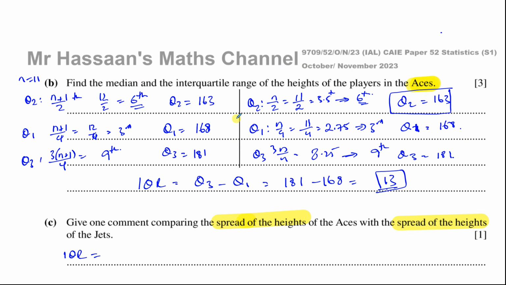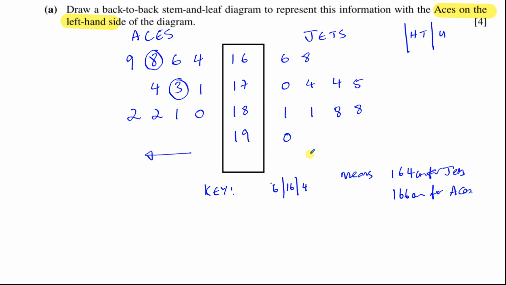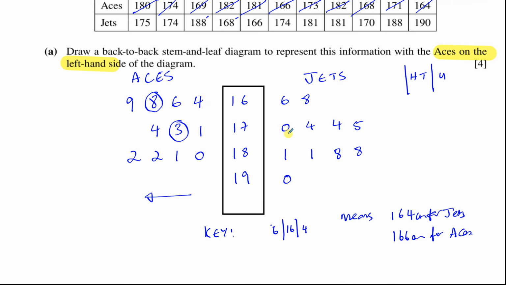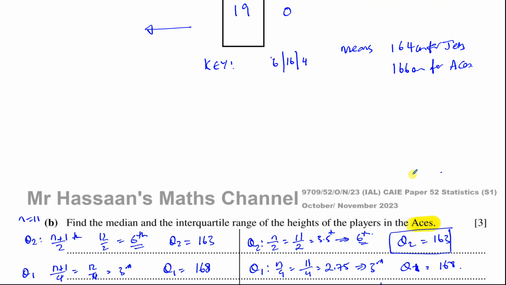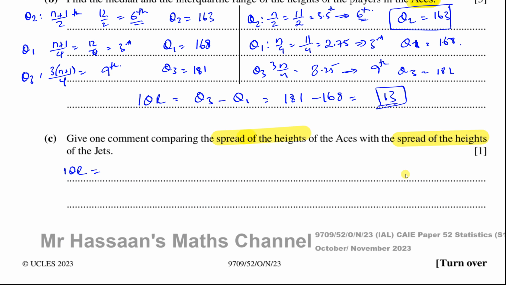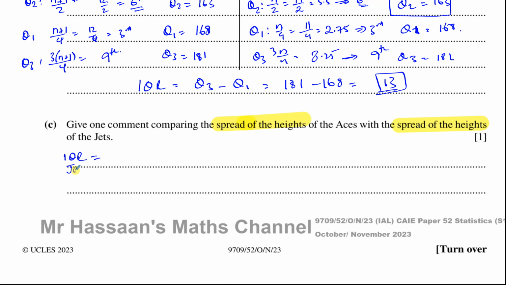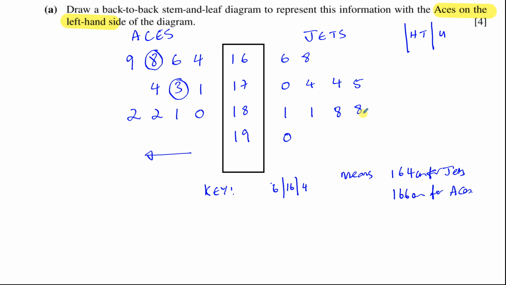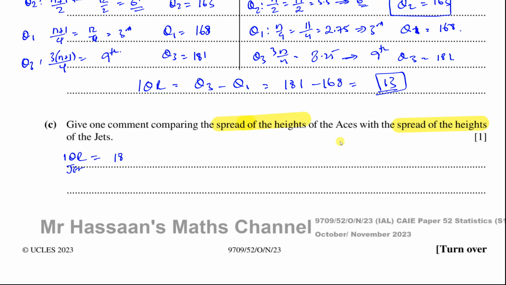If we wanted to, we could work out the interquartile range for the jets as well. We can work it out quite easily because we know that the two positions we're looking for are the third and the ninth position. The third position is 170 and the ninth position, 11, 10, 9, is 188. So we can say 188 minus 170, which is equal to 18.